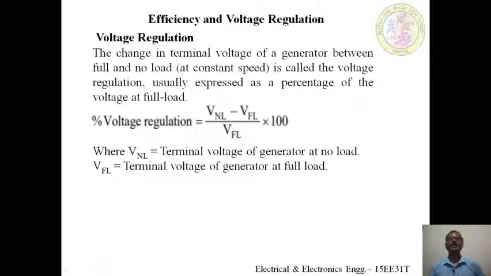A generator is said to be good when it has a minimum voltage regulation. That is, the change in voltage from no load to full load must be minimum to say the generator is good. That means it has less voltage drop due to armature resistance and armature reaction. That will give less voltage regulation.